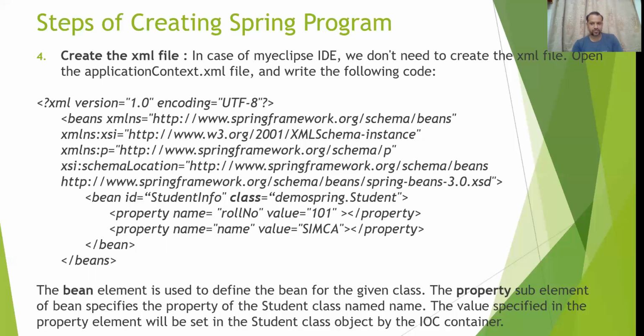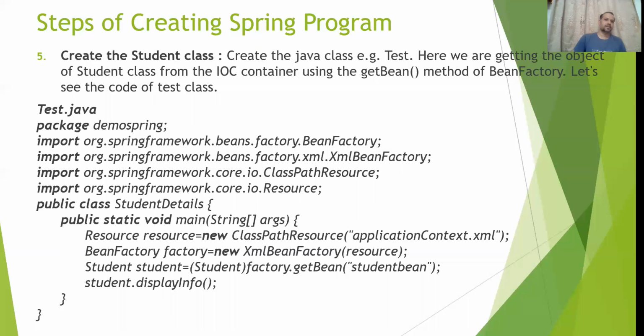Now we are going to check the next step. The fifth step is to create the student detail class. In this class, or you can create any other class, you get the student class from the IOC container using the getBean method of the bean factory. Means here you are going to use the IOC container with the help of the getBean method.